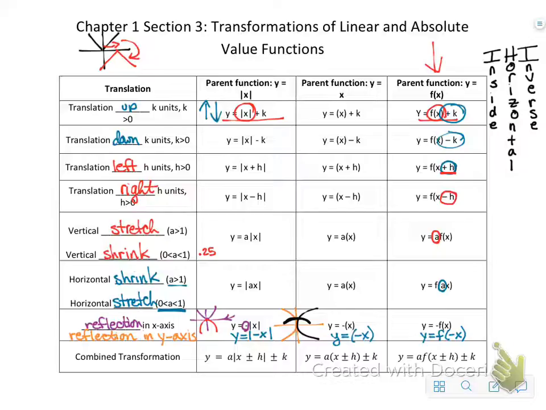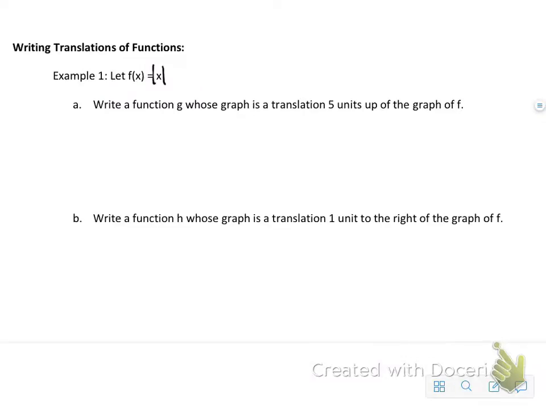We're going to write an equation based on a verbal description of what's going on. So, example 1. Now, the absolute value bars weren't there, but I need you to write them in. So we're going to write a function g, so we need g of x, whose graph is a translation 5 units up of the graph of f. So the graph of f is the absolute value of x. That means those are the symbols we're using.